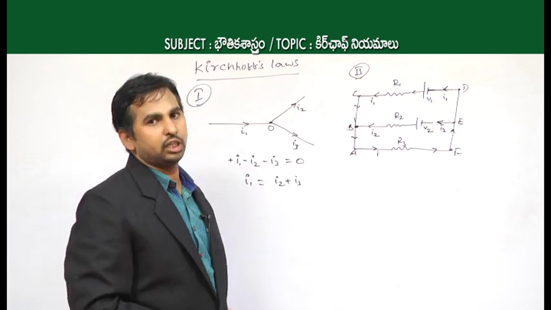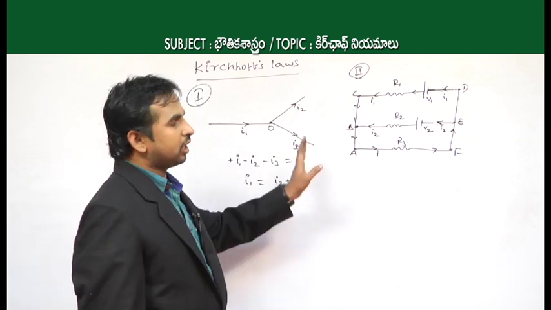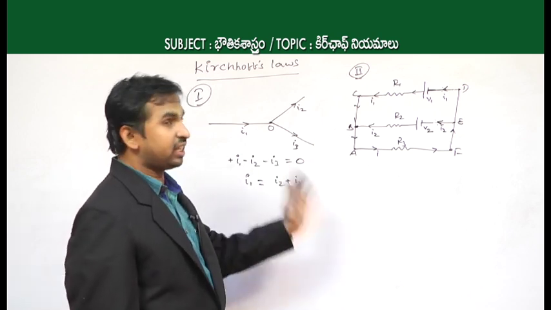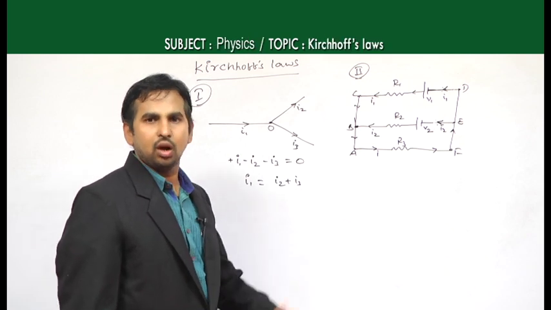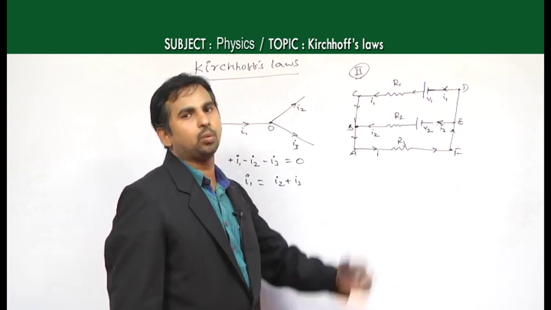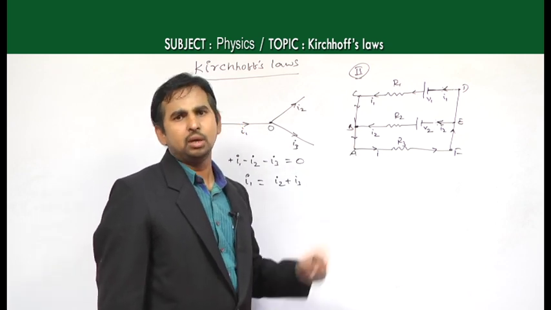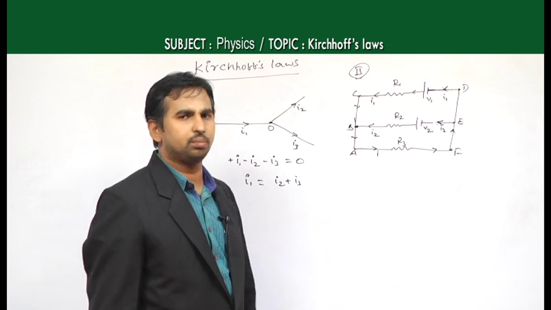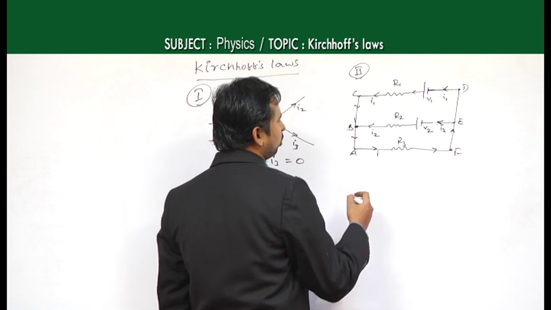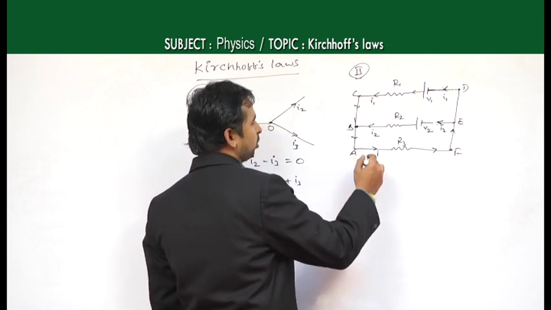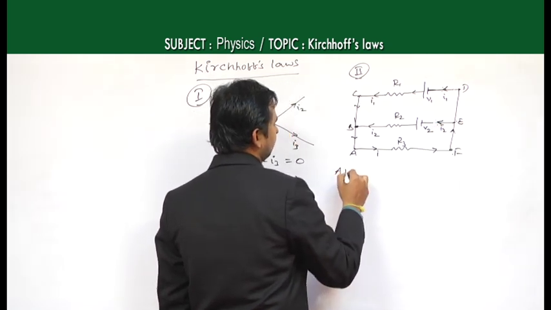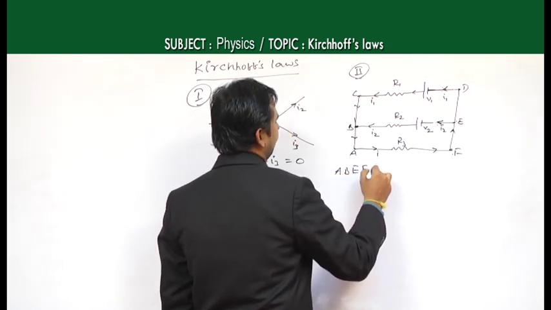Once again, as I said in the statement, in any closed circuit of current carrying wire, whatever the changes in potential difference, or the potential drops across the electronic components, the algebraic sum must be 0. If you apply it to a closed loop here, let us suppose the first one is A, B, E, F and A.